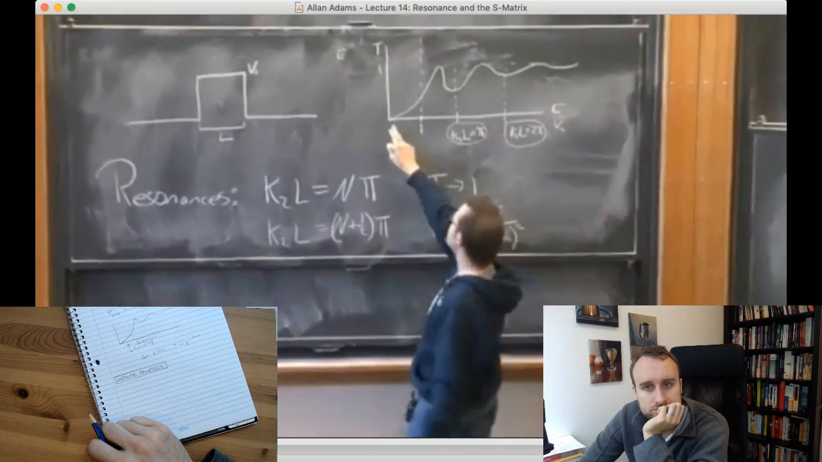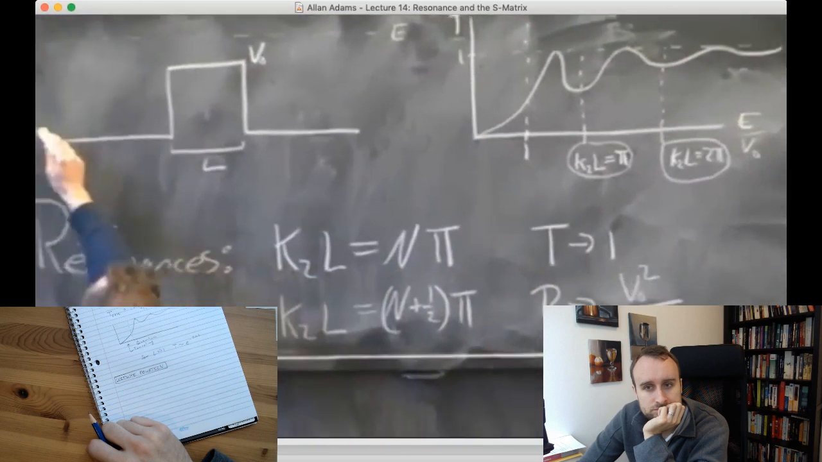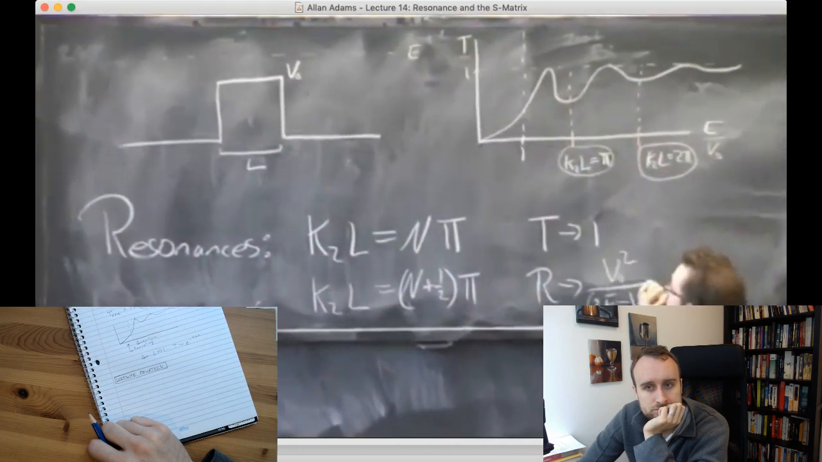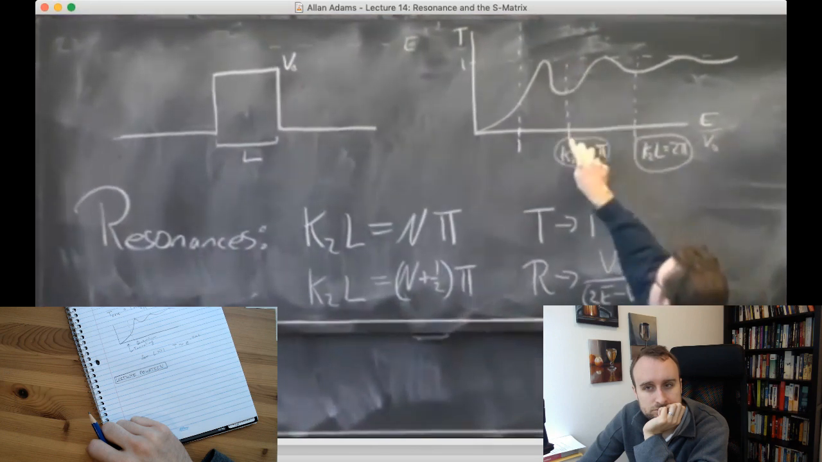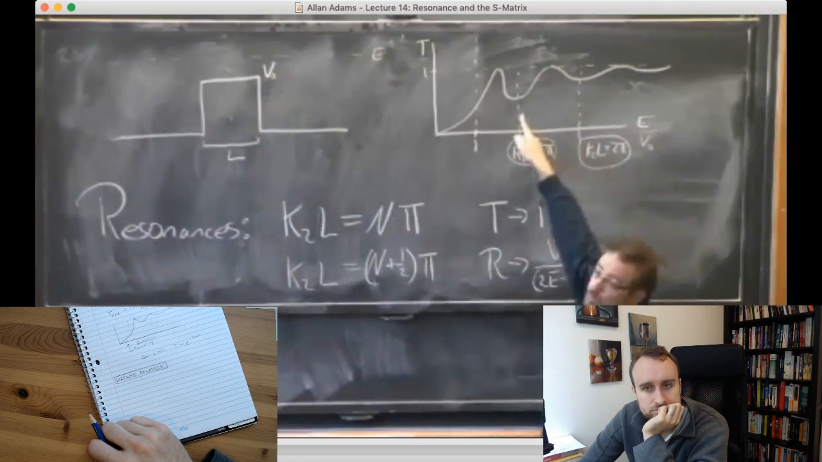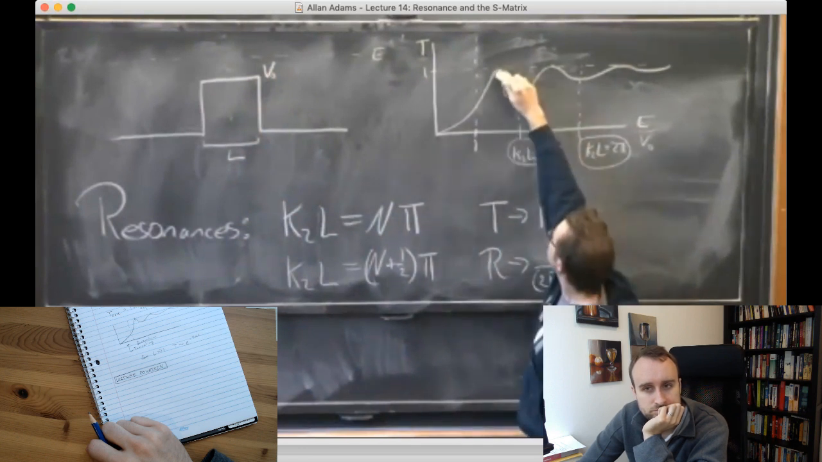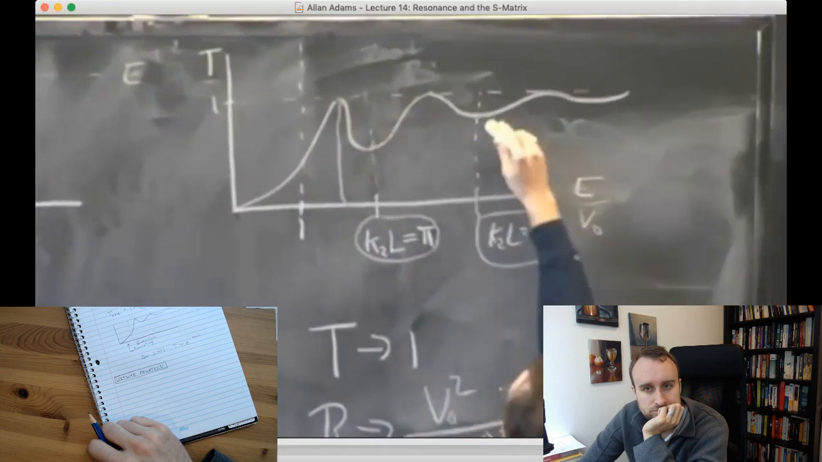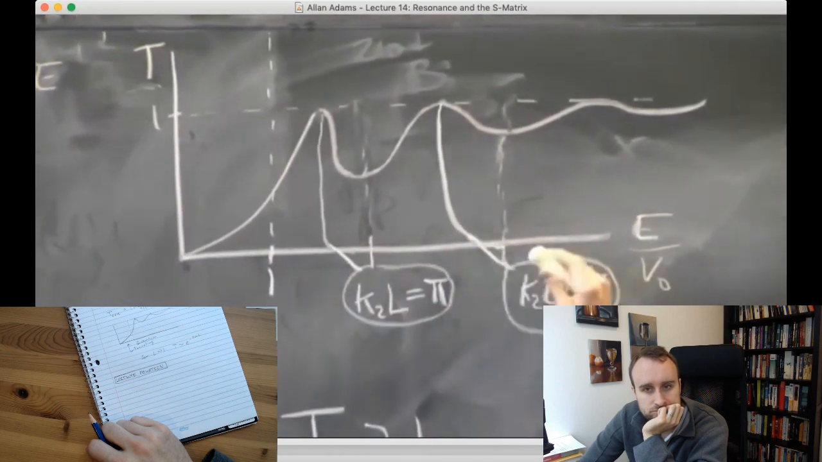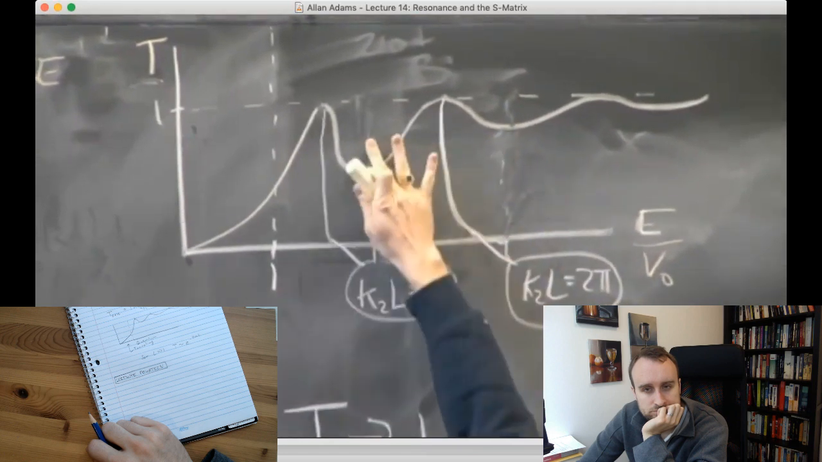It went to 0 at 0 energy. If you get extremely low energy, you're just going to bounce off this very hard wall. In between, though, there's some structure. In particular, at certain values of the energy, corresponding to certain values of the wave number in the barrier region, we saw that the transmission was perfect. The transmission was perfect at special values of the energy, and the reflection at those points was 0.